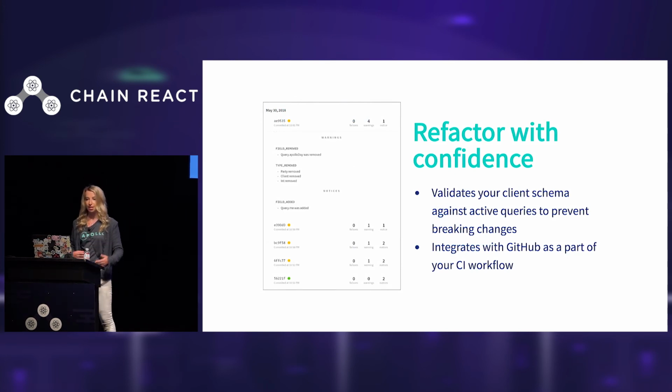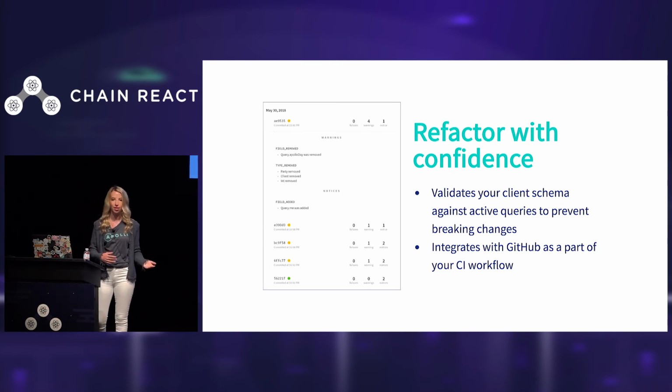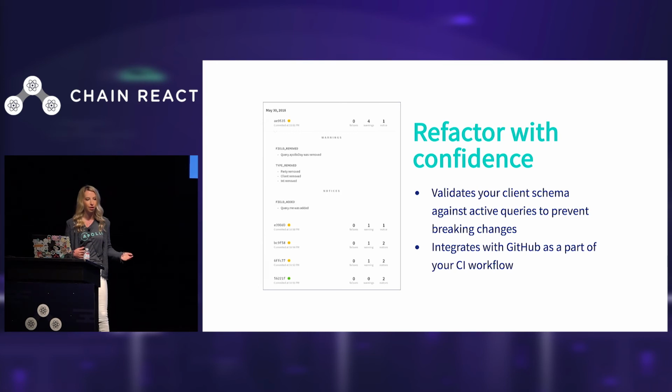We want to integrate this more tightly into your existing workflow. So we actually have an integration with GitHub checks, so it just becomes a natural part of your CI process. You'll be able to validate your schema against any active queries that have been run against your app in the past 24 hours, as well as with some custom validation rules. And this will dramatically reduce the amount of breaking changes.